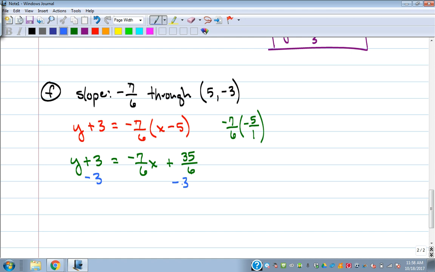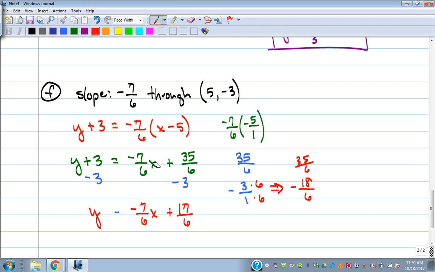Minus 3, right? So we're subtracting 3 from 35 over 6. You can use a calculator to do that, but if you didn't have a calculator, you can do it by thinking about it as 3 over 1 and then saying, okay, the common denominator for those two would be 6, right? So I'd multiply top and bottom by 6. So that converts that over to 18 over 6. So we have 35 over 6 minus 18 over 6, which is 17 over 6. So we have negative 7 over 6x plus 17 over 6 as the slope-intercept form of that.